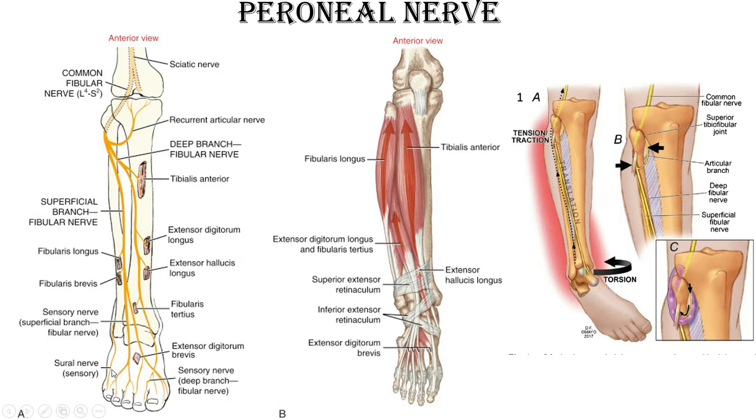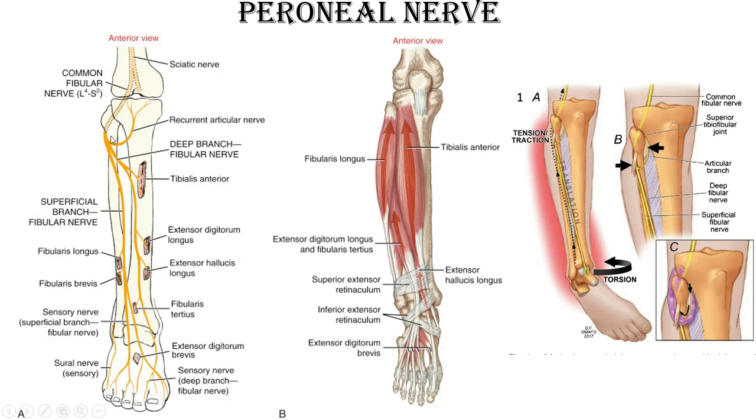But the lateral aspect of the foot is supplied by the sural nerve, which comes from the tibial component from the posterior aspect. Now, all the muscles of the anterolateral aspect are supplied by this peroneal nerve. All the roots just wrap around the neck.